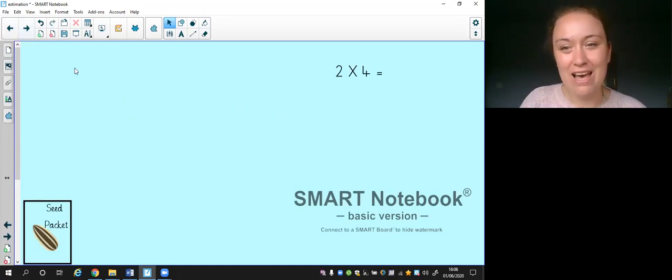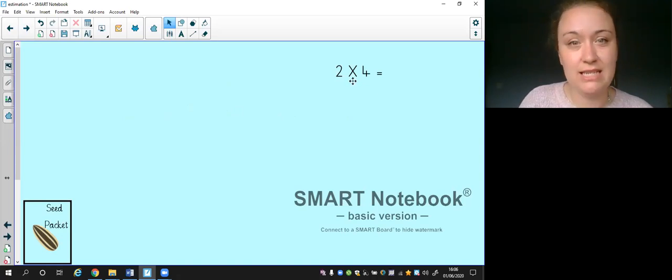So I have a problem here. I wonder if you could read it with me though. Now this is a new symbol. Some of you might know what it says already. So this is the multiplication symbol, or we might say times. Okay, so if we read this number sentence together, first of all, we would say 2 times 4 equals.